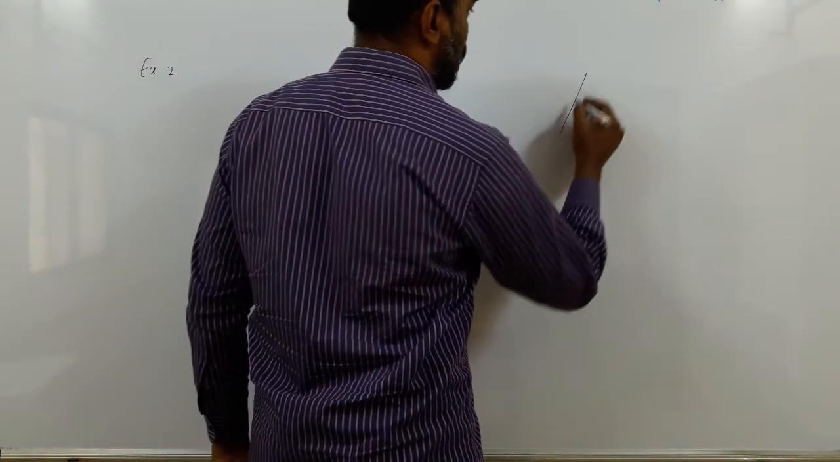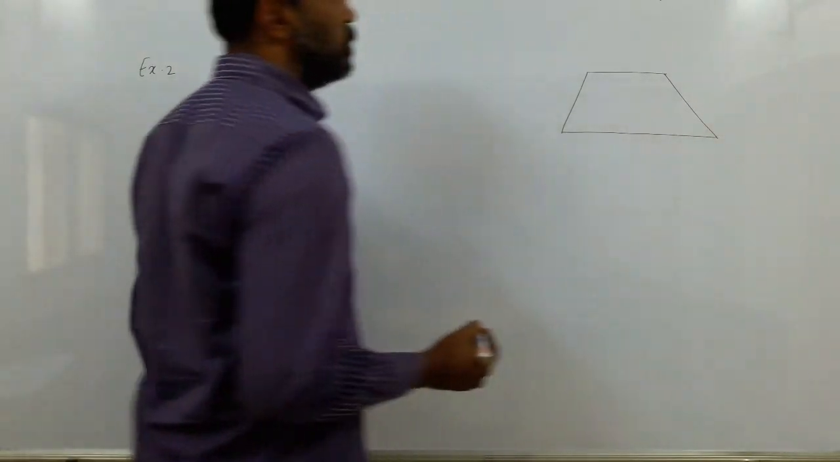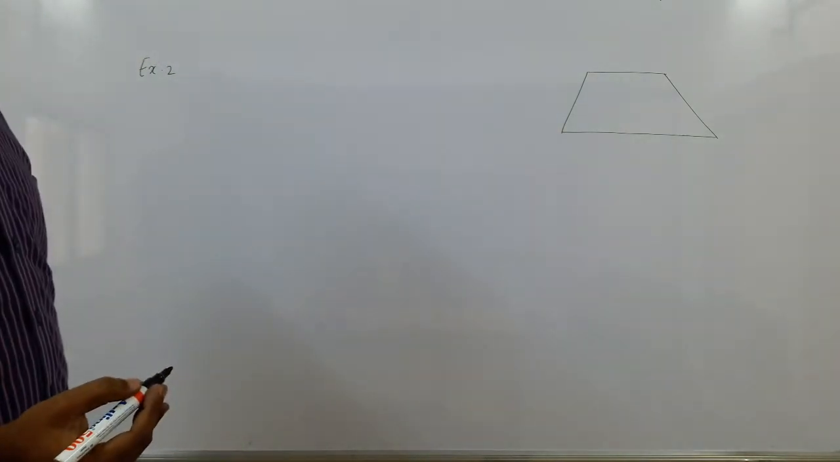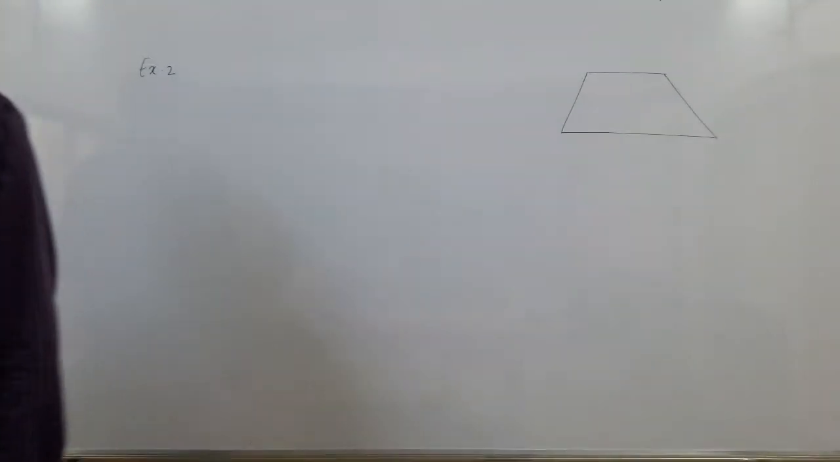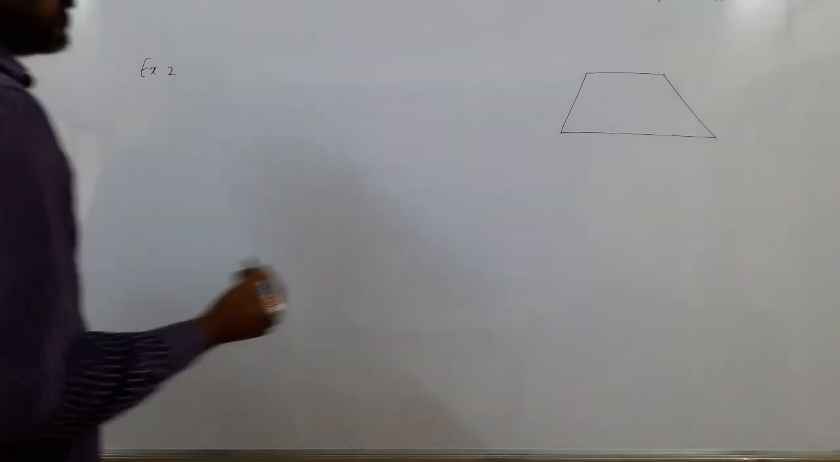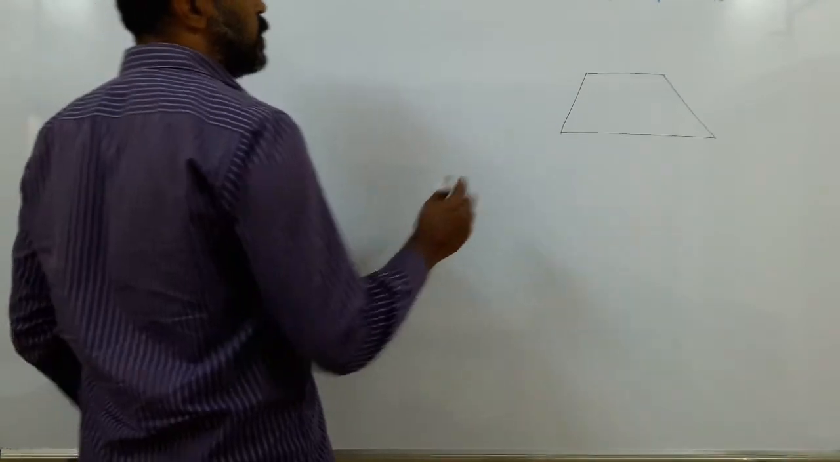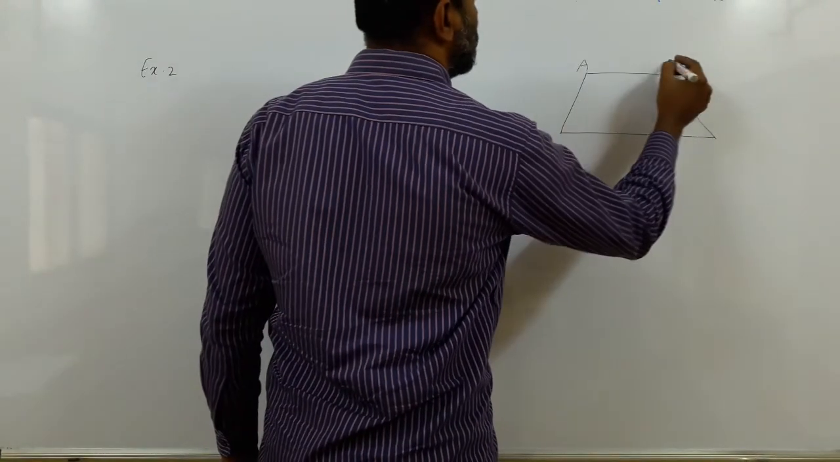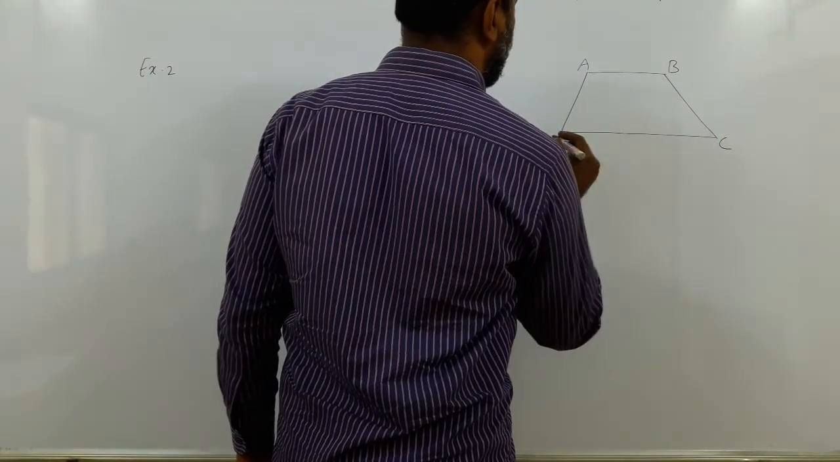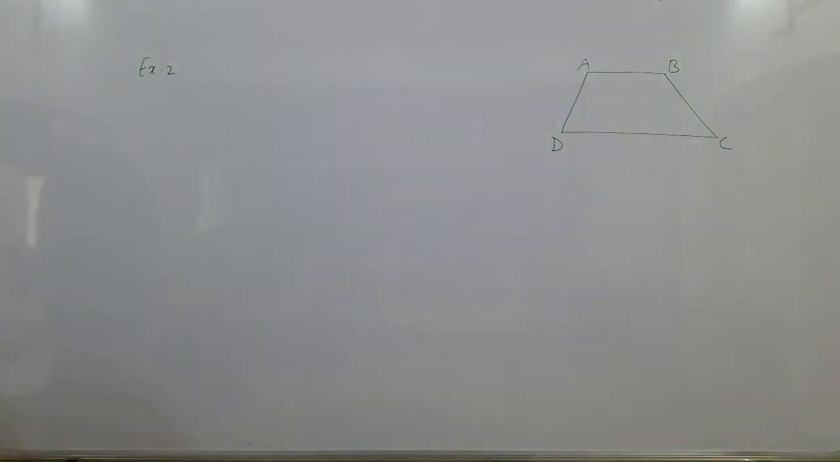In example 2, they have given us a trapezium. What is a trapezium? It's a quadrilateral with two sides parallel. A quadrilateral in which one pair of opposite sides is parallel is called a trapezium. The trapezium is ABCD. So this is the trapezium given to us.